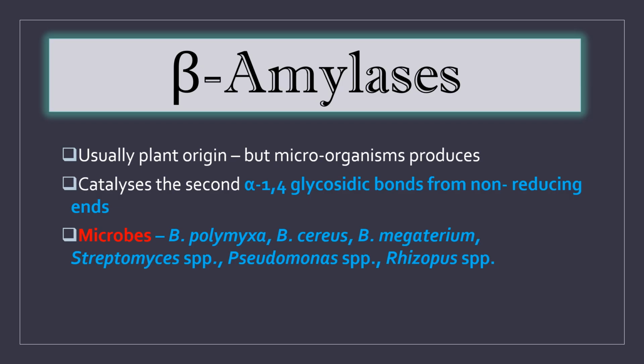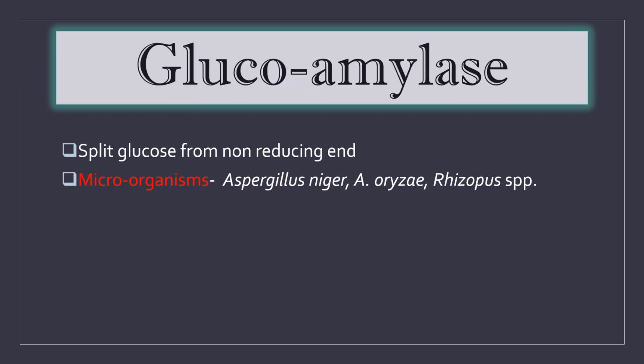Beta amylase is usually obtained from plant origin, and even microorganisms can produce it. It catalyzes the hydrolysis of the second alpha 1,4 glycosidic bonds from the non-reducing ends. The microbes involved in beta amylase production are Bacillus polymyxa, Bacillus cereus, Bacillus megaterium, Streptomyces species, Pseudomonas species and Rhizopus species. Glucoamylase splits glucose from the non-reducing end. The microorganisms involved in glucoamylase production are Aspergillus niger, Aspergillus oryzae and Rhizopus species.